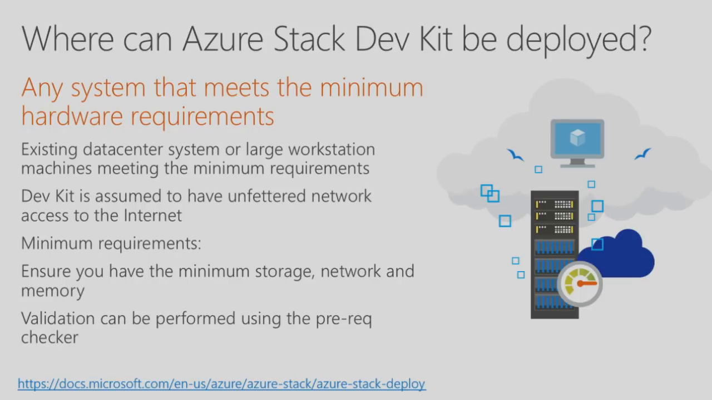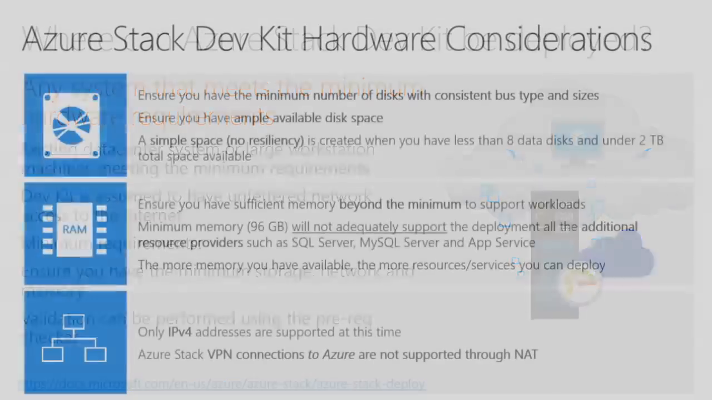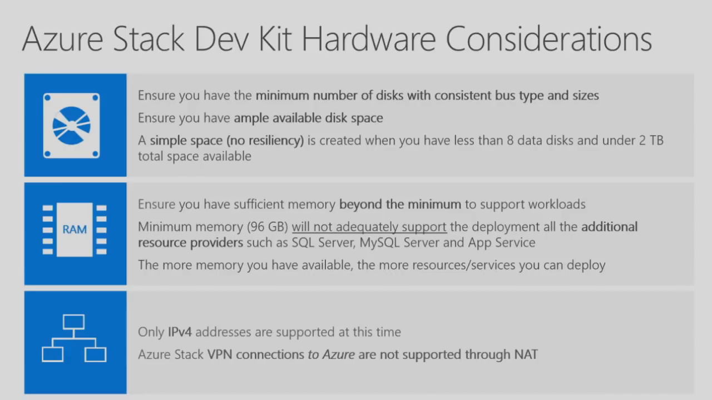I guess the highlight here: ensure you have the minimum storage, network, and memory, and then we have a validation or pre-checker that you can run that points out where you might be lacking in that configuration. So, some hardware configurations: make sure you have the minimum number of disks and consistent bus types and sizes. You have ample disk space, and I'll keep highlighting that.